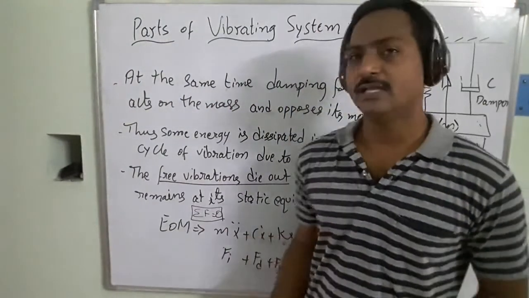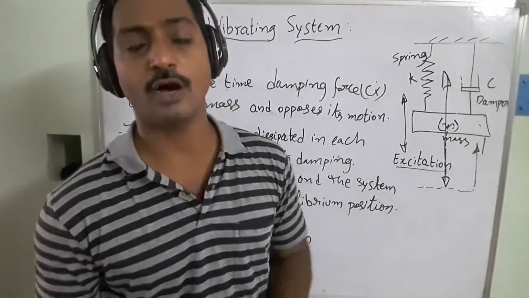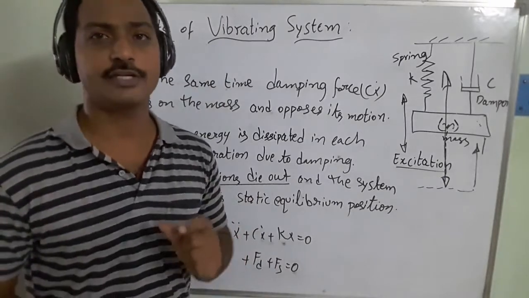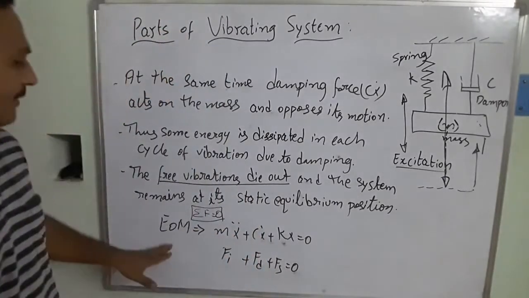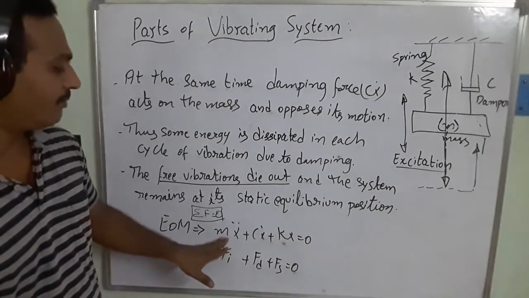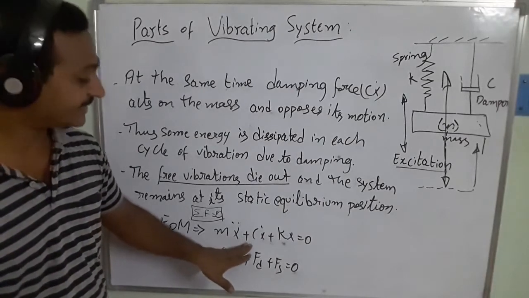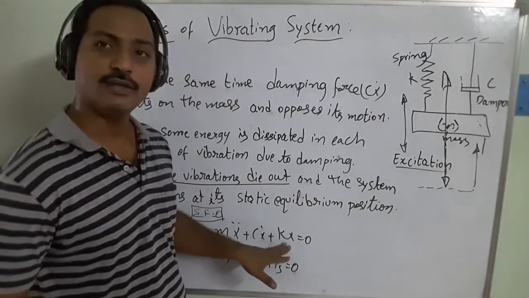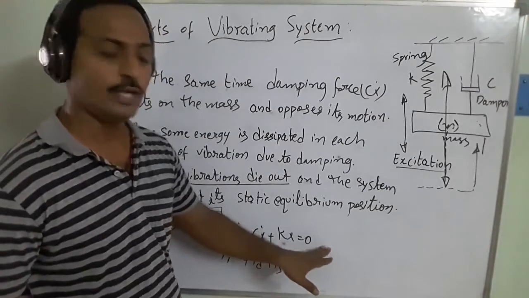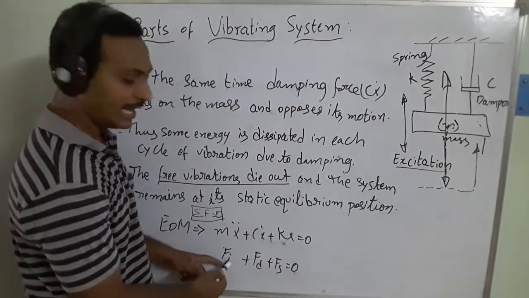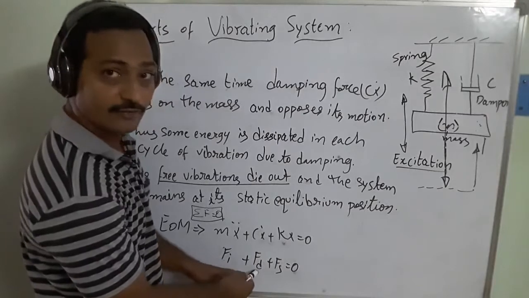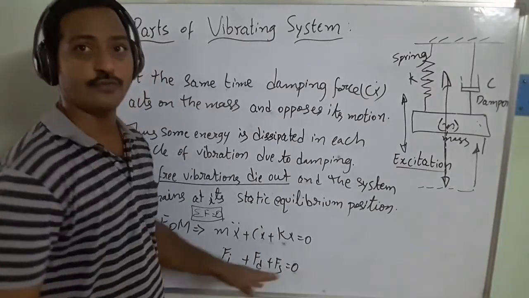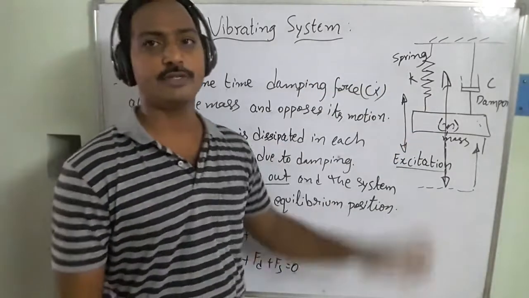Then the algebraic sum of the forces acting on the system, including the dynamic forces, and the net moment acting on the system is equal to 0. So the equation of motion that we have derived is mass into acceleration plus damping coefficient into velocity plus spring stiffness into displacement equal to 0. What is this? This is the inertia force, this parameter c into velocity is your damping force, and kx is our spring force. This is the way the vibrating system works.